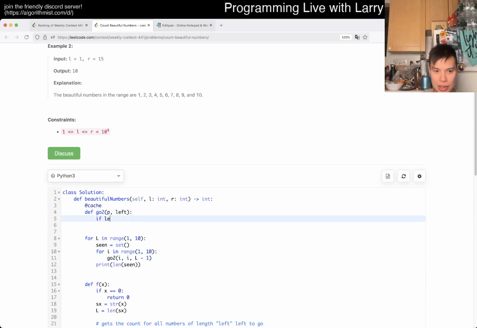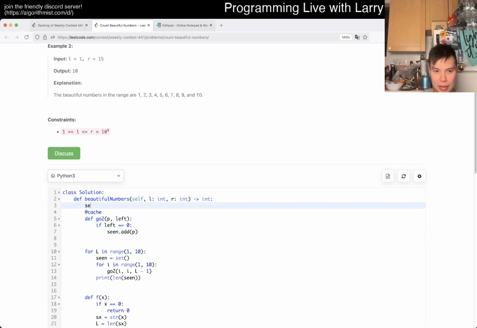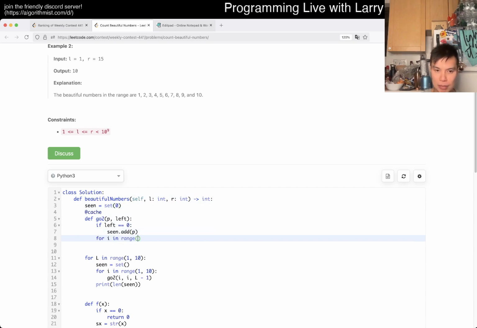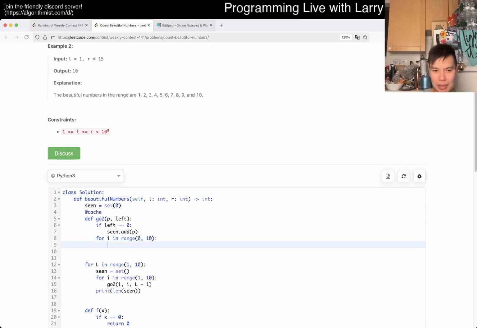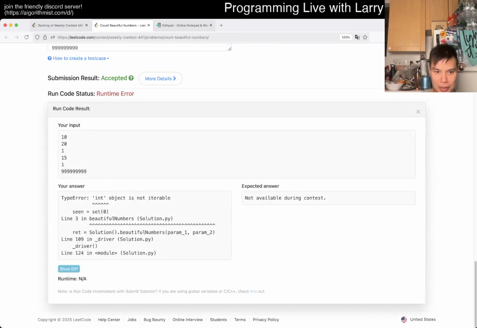If left is equal to 0, then seen dot add p, right? Otherwise, then we just for i in range, from here we can go from 0 to 9, or 0 to 10, well, 0 to 9, but you know what I mean. We could go to p times i, left minus 1, right? And that's it, really. We should return, and then now we should be able to see L and seen, right? So we can write that code really quickly.